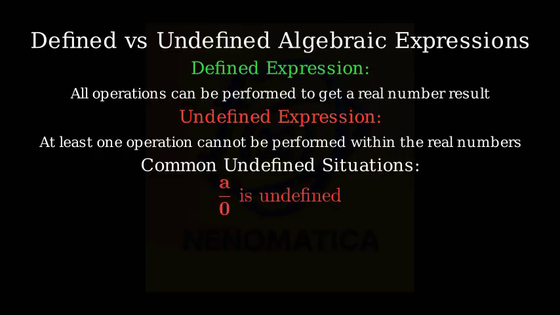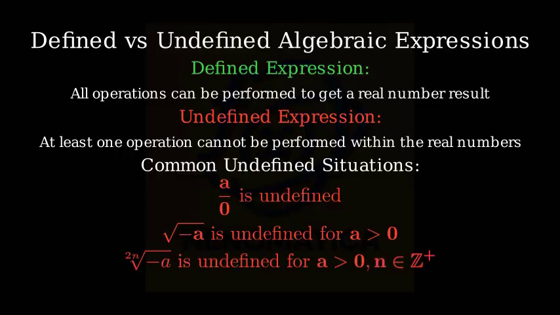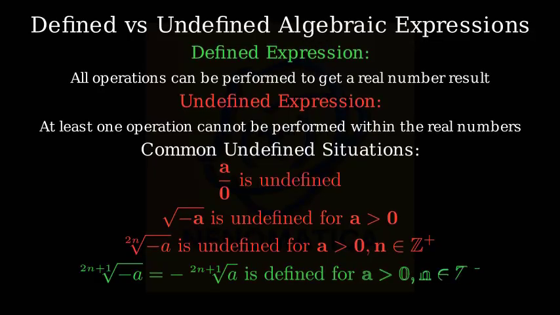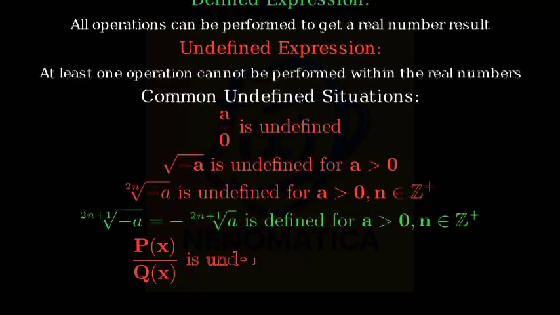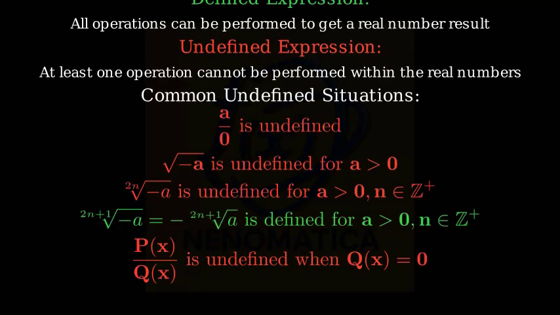First, division by zero is undefined in the real number system. Second, in the real number system, taking the square root of a negative number is undefined. Similarly, taking even roots of negative numbers is also undefined. However, odd roots of negative numbers are defined and give negative results. Finally, when the denominator of a fraction equals 0, the expression becomes undefined.